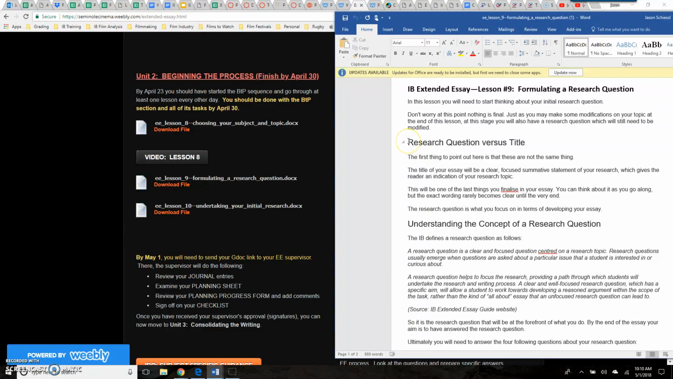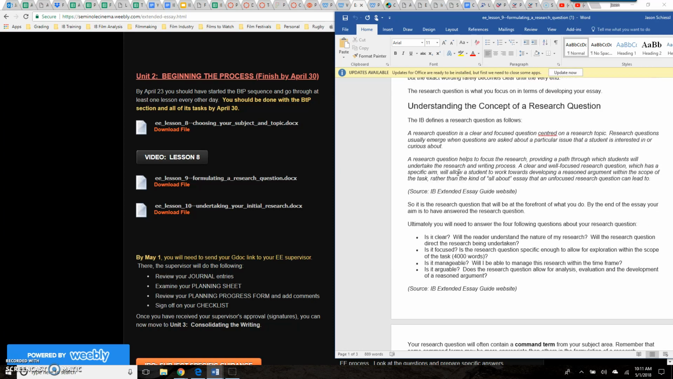Now, all EE papers need to have a research question that's explicitly presented. So to understand that the EE is not involving a title, but a research question, and that those two things are totally different than one another is something that everybody needs to understand. All right? What you need to do is you need to pose a particular question, and the extended essay is going to go about trying to answer that question.